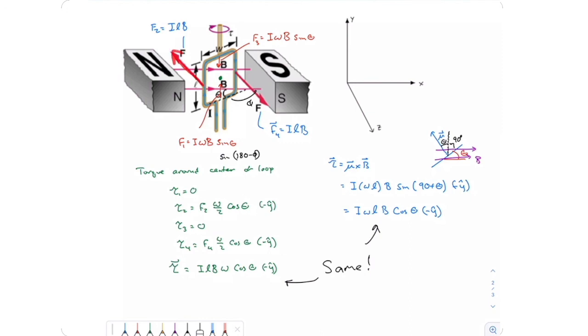So there's this force, ILB, so force 2, times the lever arm, which is this distance here, which is just half of W, times the cosine of this angle theta. So I get half of W times the cosine of the angle as my lever arm, the distance from the line of the force to my axis.